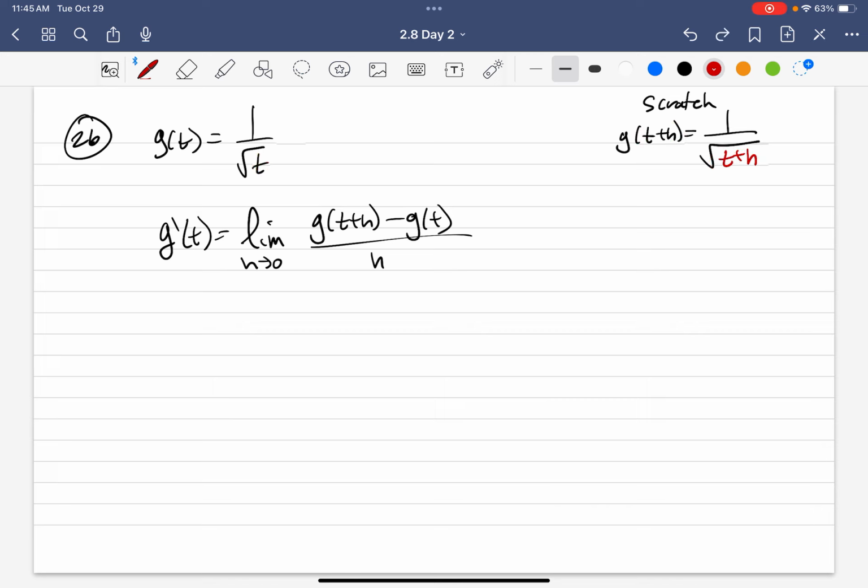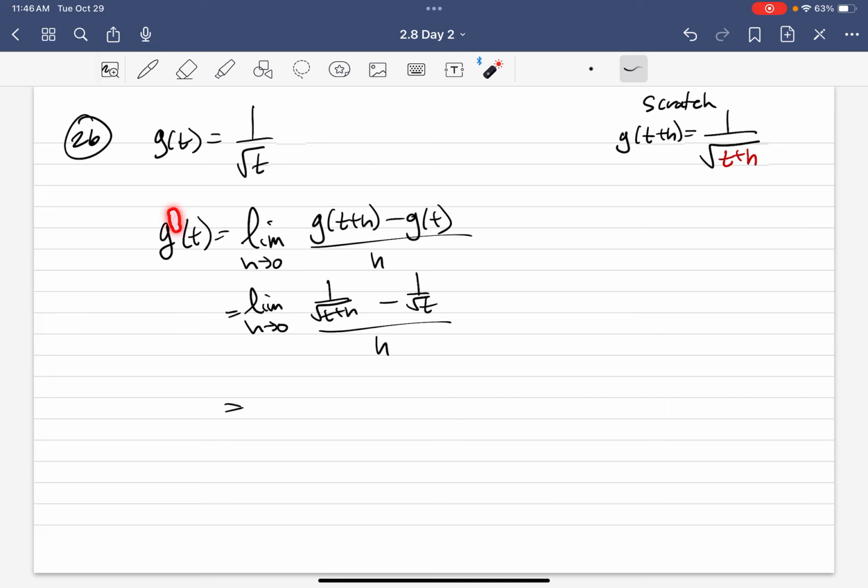Okay. So this is the limit as h goes to 0 of 1 over the square root of t plus h minus 1 over the square root of t, over h. So we see that the derivative is just simply a limit. And what do we always try first with a limit at a point? Well, we try and plug in. I think it's clear you get 0 over 0, so I need to change the form.